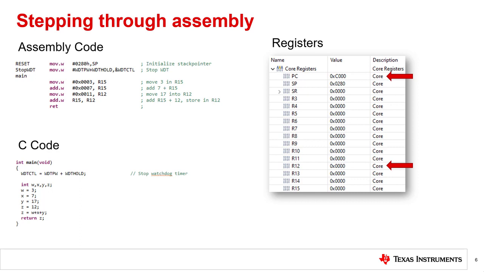The last register used in this program is R15. Like R12, it is a default register with no special properties. Let's move on to the first instruction in main. The first instruction is moving hex 3 into register 15.